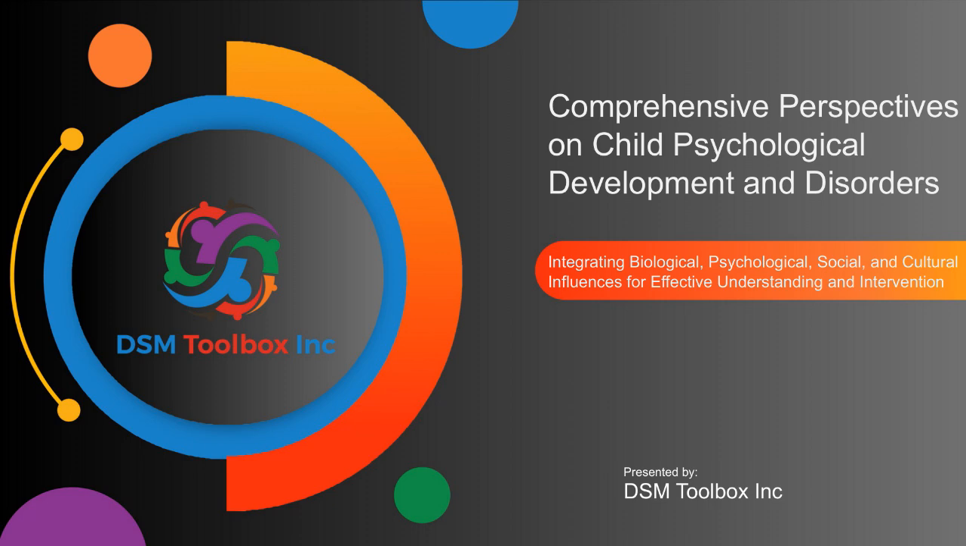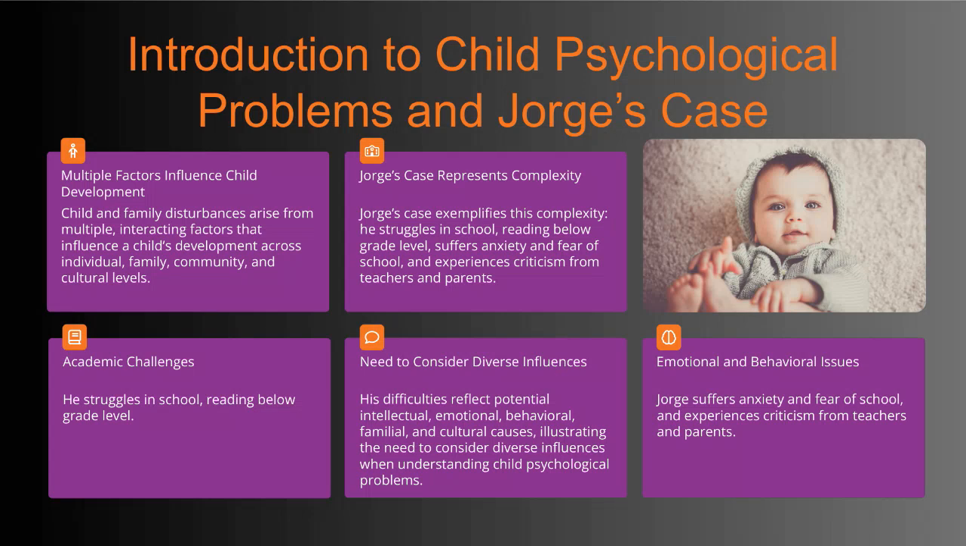Let's get started. When we look at child psychological problems, it's important to understand that multiple factors come into play. A child's development is shaped by a complex mix of influences at the individual level, within their family, community, and even their broader cultural environment.